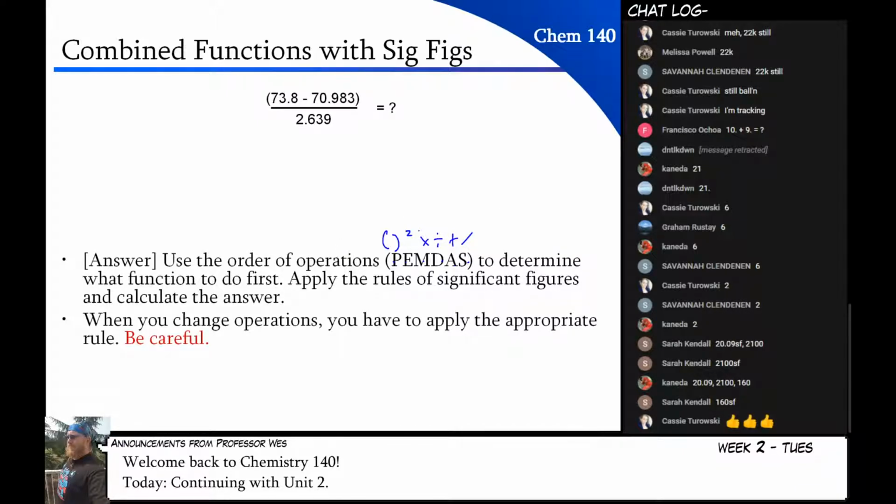All right. These two are prioritized together, and these two are prioritized together as well, just in case you forgot your algebra rules. Since we have something in parentheses up here, we're going to do that first. So I'm going to punch this into my calculator. 73.8 minus 70.983. And when I do that, this is the result that I get on top.